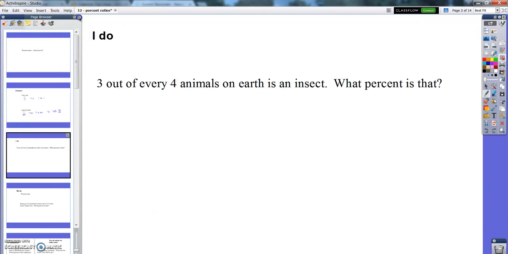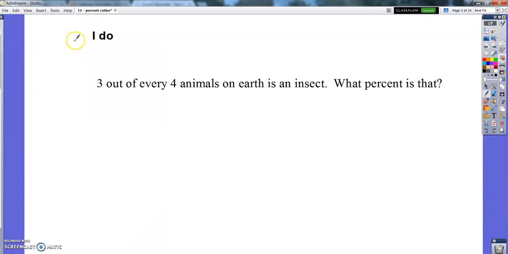Simple one. So this is true. Science, I think I told you guys this last year when we were studying ecosystems in 4th grade. 3 out of every 4 animals on Earth is an insect. True. If you took every animal on Earth and put them in groups of 4, 3 out of every 4 animals would be an insect on Earth. True story. I'm not even making that up. That's how many insects there are.